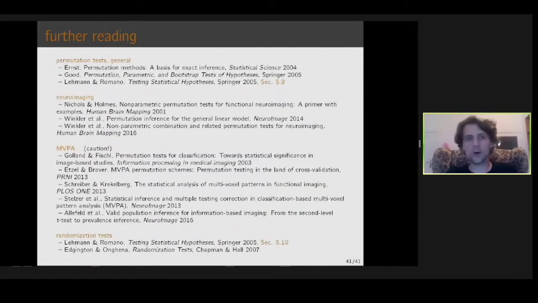Finally, this is a list of further reading. My colleague Carsten particularly recommends the first one, the paper by Ernst, Permutation Methods: A Basis for Exact Inference.